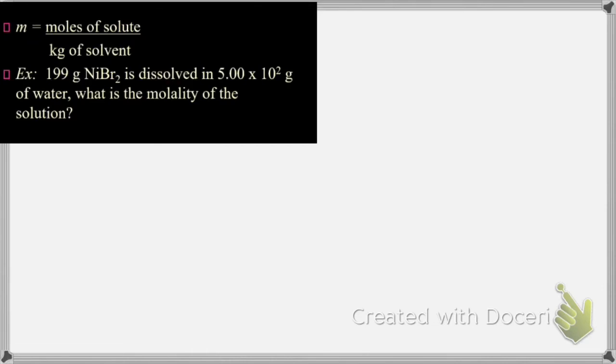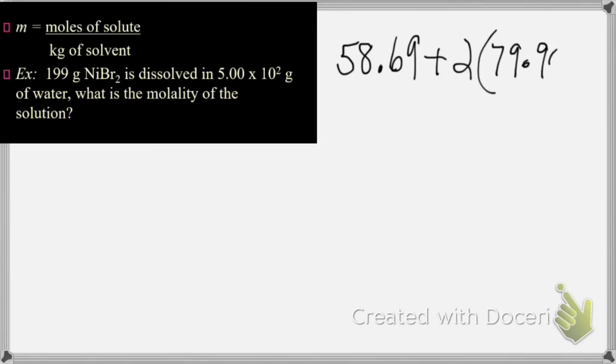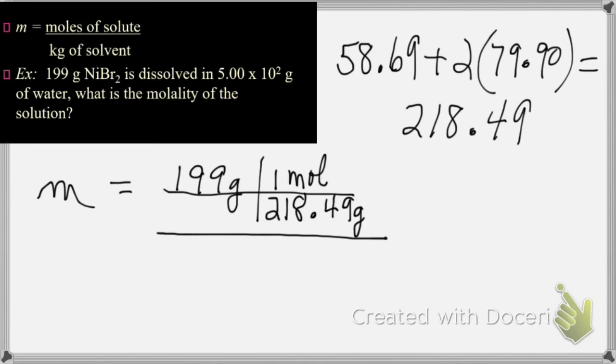So we need to convert our mass of nickel bromide to moles. And nickel is 58.69 from our periodic table. We have 2 bromines, 2 times 79.9. So we have a molar mass of 218.49 for our nickel bromide. So now we need to get that to moles. So we'll take our mass, the 199 grams, times 1 over the molar mass. That would give us moles in the numerator.